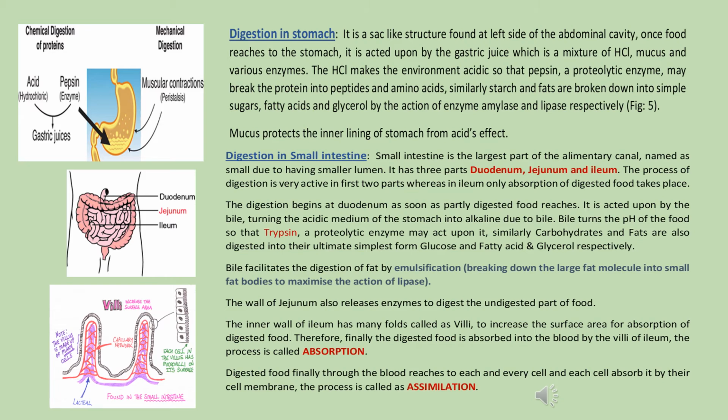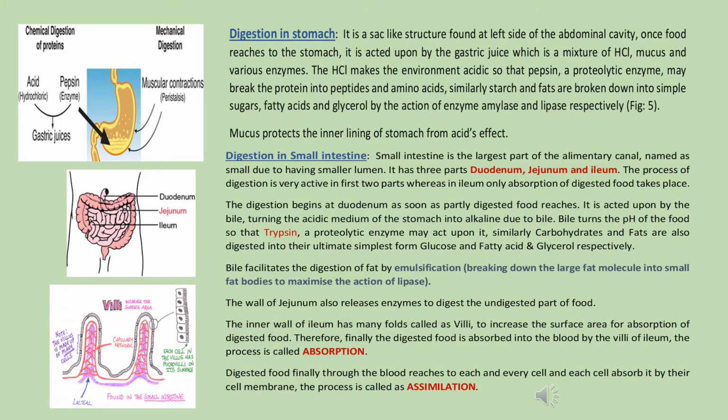Now we will try to understand the process of digestion in the stomach in a bit more detail. As we have seen in the previous slide, the stomach receives a mixture of enzymes called gastric juices, which contains pepsin, gastric lipase, and gastric amylase. It also releases hydrochloric acid and mucus. Pepsin requires an acidic environment for its proper action, whereas mucus protects the lining of the stomach.